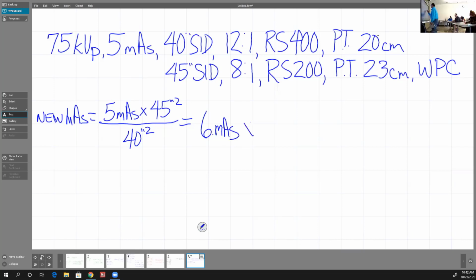Going from a 12-to-1 to an 8-to-1, do I need a lower or higher mass? Go from a high efficiency to a lower efficiency. I need decreased mass. So we're going to an 8-to-1, which is a grid conversion factor of 4, and 12-to-1, 5. And we have 24 divided by 5 is going to be 5.3. So we'll just say 5 mass.